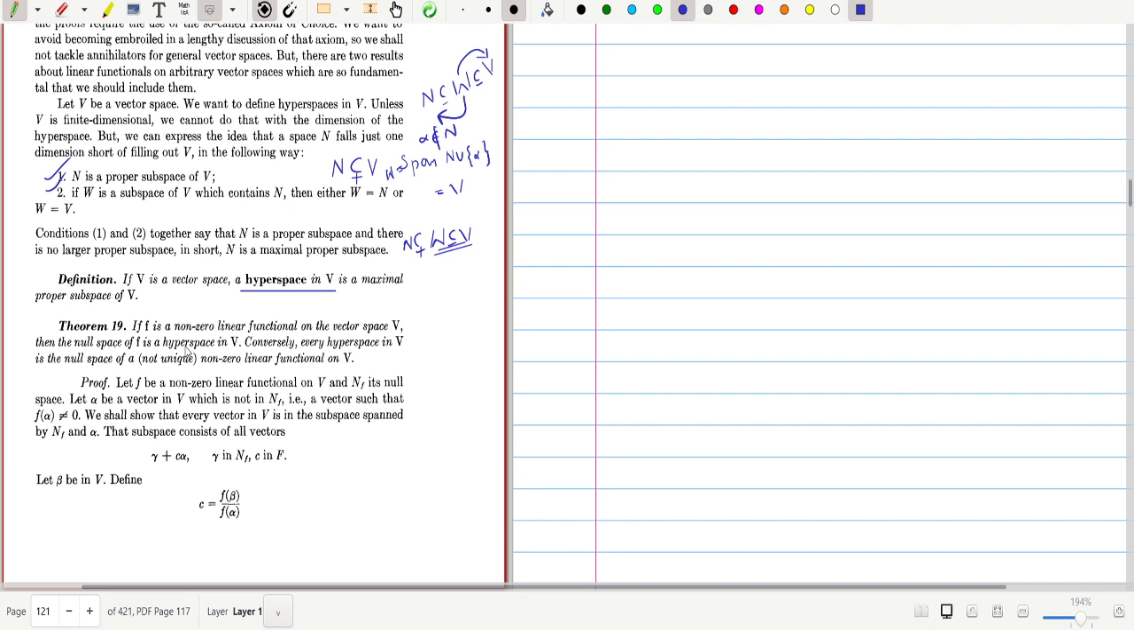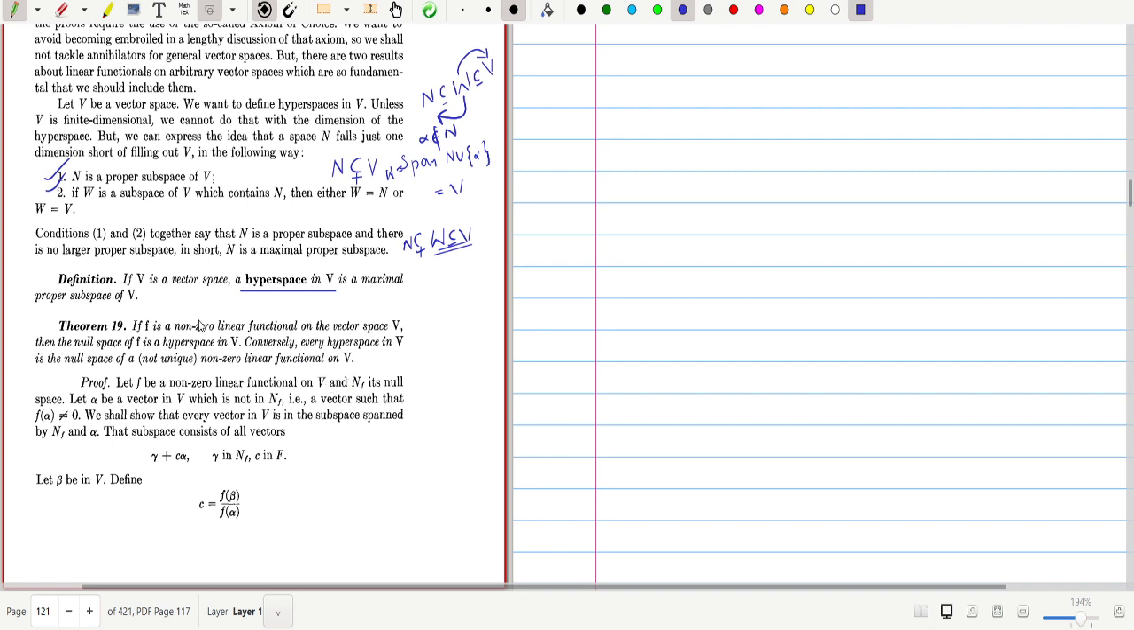Now we'll prove that if you consider any non-zero linear functional, then the null space of that linear functional is always a hyperspace in V. And the converse is also true. If you consider any hyperspace, then that can be considered as the null space of some linear functional. This will be true for an arbitrary vector space, whether finite dimensional or infinite dimensional.